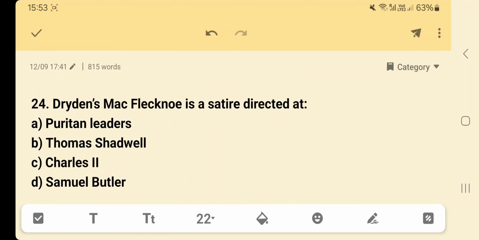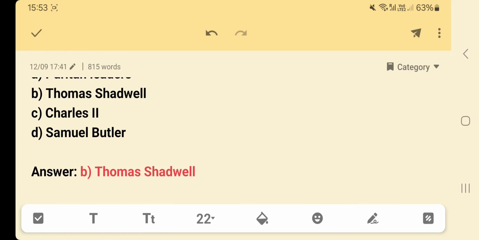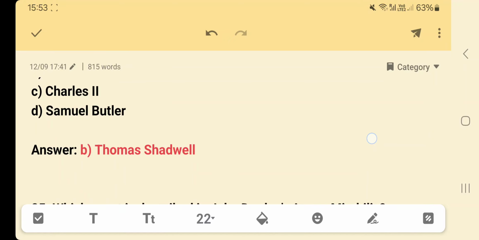Dryden's Mac Flecknoe is a satire directed at option A, Puritan leaders. Option B, Thomas Shadwell. Option C, Charles II. Option D, Samuel Butler. Answer: option B, Thomas Shadwell.